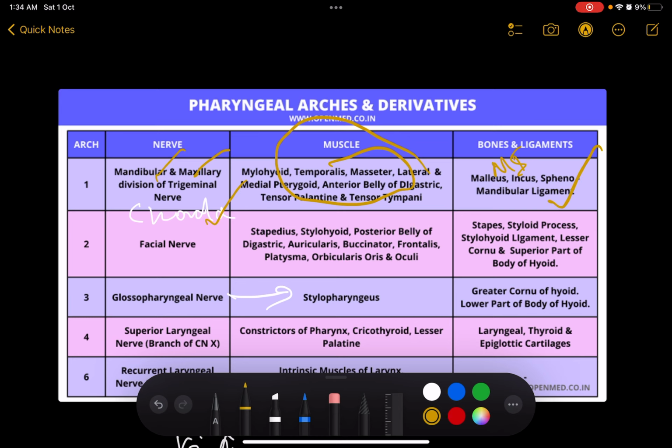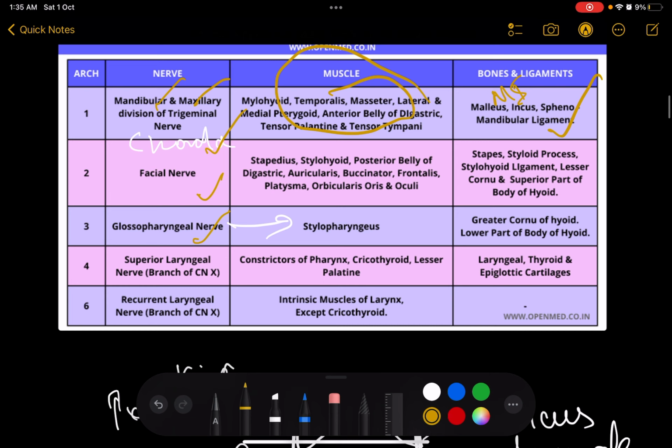The second arch nerve is the facial nerve. Third is the glossopharyngeal, that you need to remember. Glossopharyngeal has only one muscle, the stylopharyngeus, and it is from the greater cornu and the lower part of the hyoid. About the facial nerve, because the second arch is not involved in the tongue, I do not think we should focus too much on it. But if you want to, the stapes is one to remember. The stylohyoid ligament is one, and the muscles are all of the facial muscles, and platysma, and very important is the posterior belly of digastric, whereas the anterior belly of digastric is supplied by the nerves from the first arch.